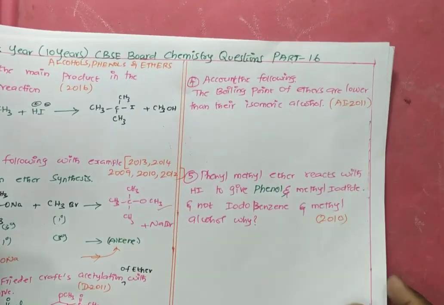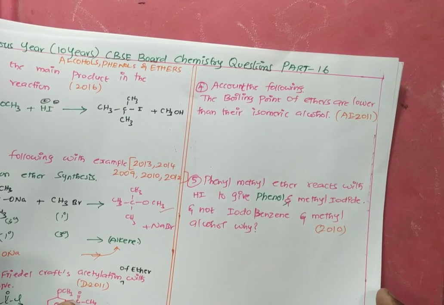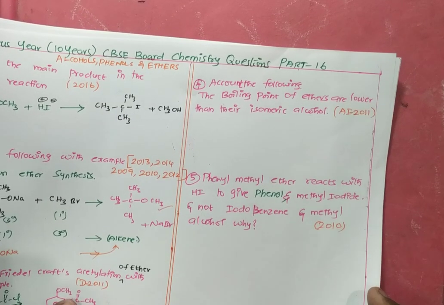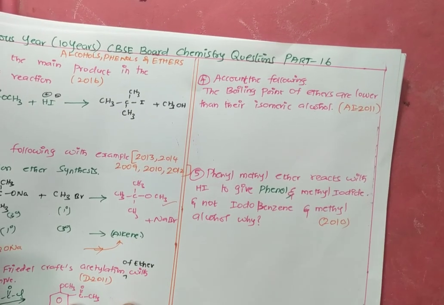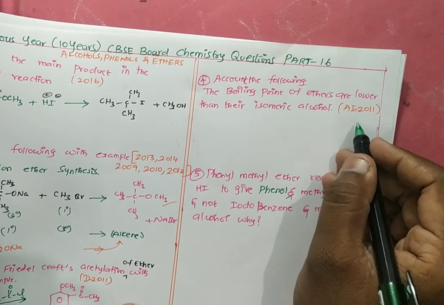The next question is, account for the following. The boiling points of ethers are lower than their isomeric alcohols. This question was asked in the year 2011.